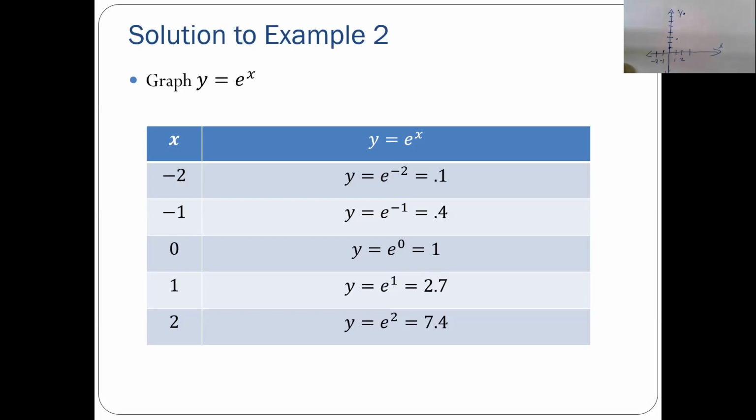Again, I'll recap. It's just over the negative 2 and up 0.1. You barely are going to be above the x-axis. And then negative 1 and up about 0.4, almost halfway. 0, 1 shouldn't be an issue. 1 and about 2.7 estimates about there. And then 2 and 7.4 is there. And if I sketch the curve, you can see that I get that hockey stick shaped graph that represents e to the x power.